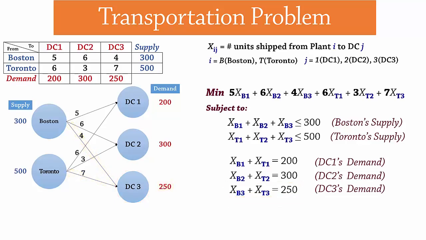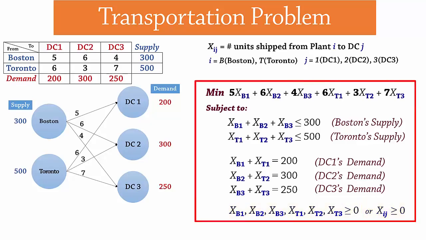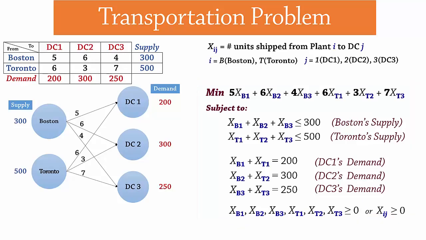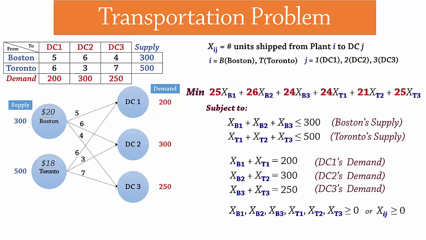For non-negativity, we can either list all the variables and state that each is greater than or equal to 0, or we can simply write Xij is greater than or equal to 0 for all i and j. And that's the LP model. Furthermore, let's suppose the cost of producing a unit of the product is $20 in Boston and $18 in Toronto. Then we simply add 20 to the shipping cost per unit of the product from Boston and add 18 to those from Toronto. The objective function is thus updated accordingly.